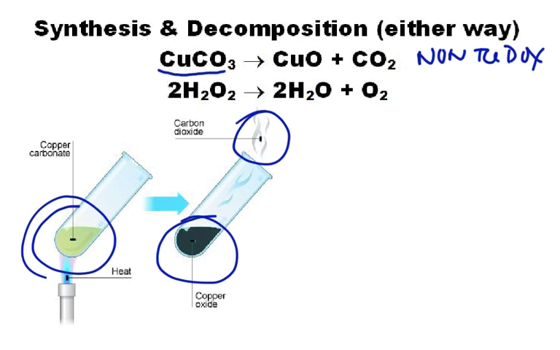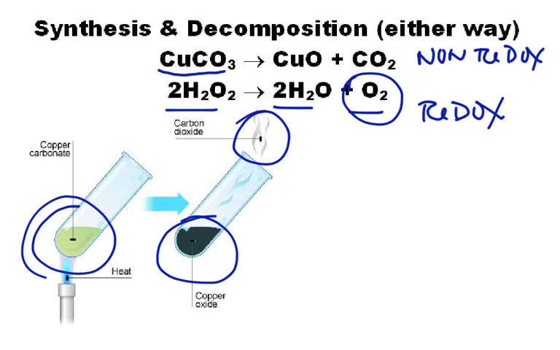But another decomposition reaction is peroxide, which broke up to be water and oxygen, and we saw that in the micromole rockets. We use that as our oxygen generator. And here we see the elements, so we know that this is redox. So when we have decomposition reactions, and we could just do synthesis by turning these around, they could be either redox or non-redox, so we have to be a little careful with those.